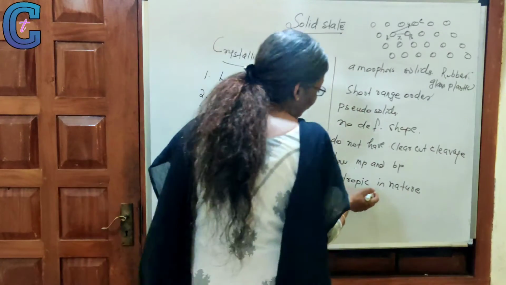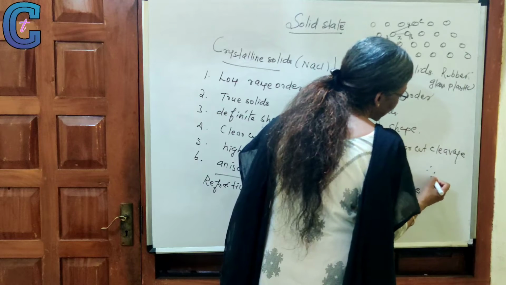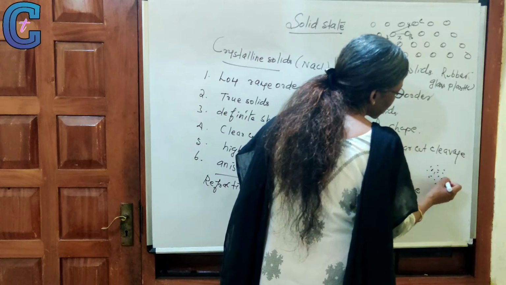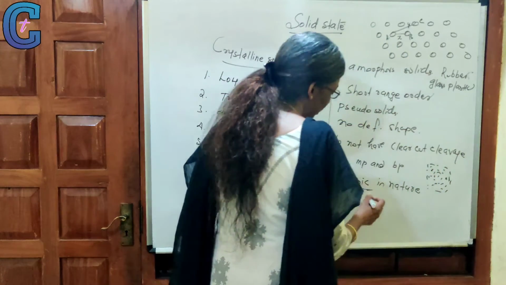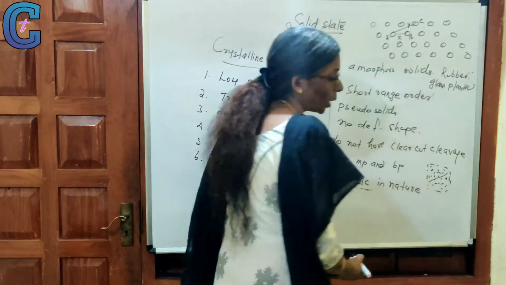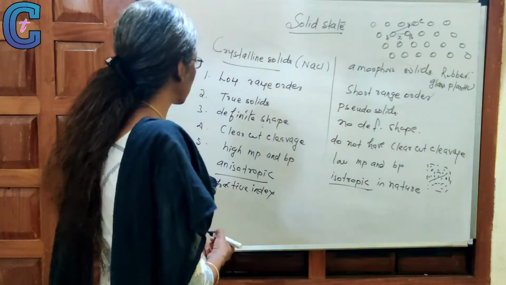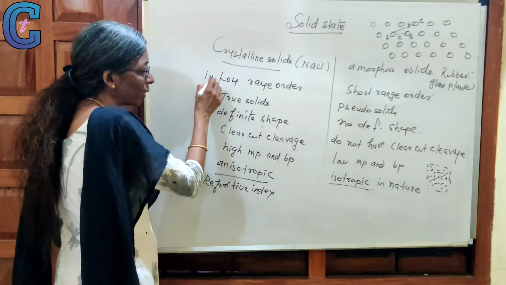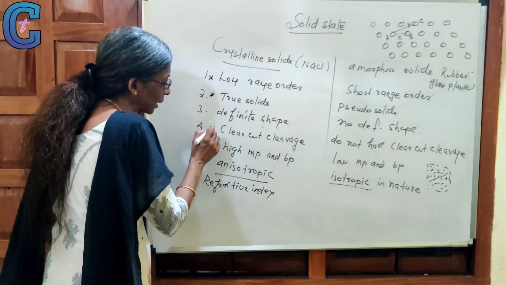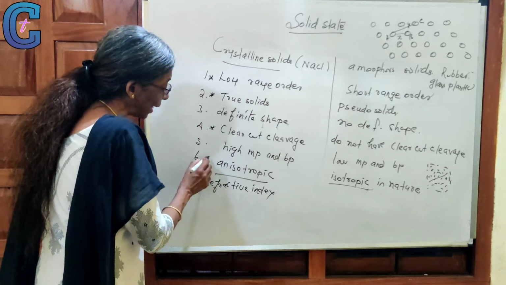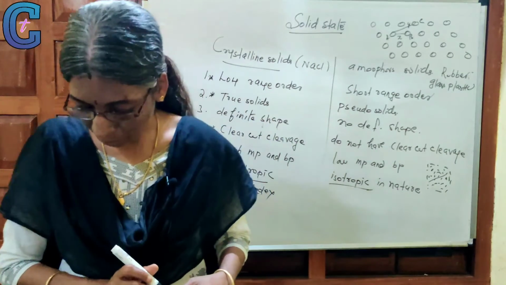But in amorphous solids, the particles are not in an orderly arrangement. So the properties are the same in all directions. That is called isotropic, and this one is anisotropic. Long range order is a very important point. What are true solids, clear cut cleavage, and isotropy are also very important points.